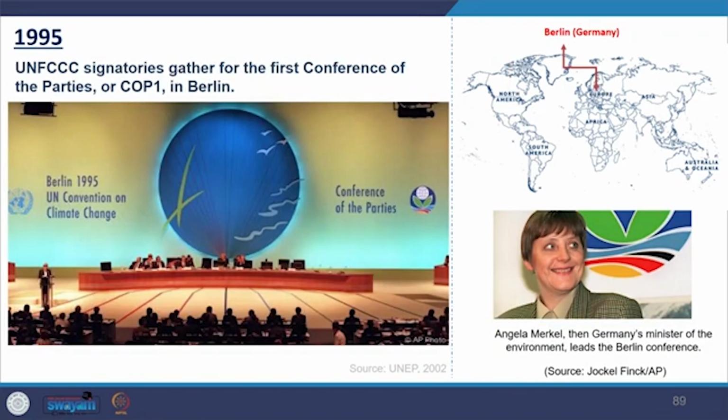So COP1 took place in Berlin, and in this particular COP1, the United States pushed back, and here the Berlin mandate was formulated. With this, the United Nations General Assembly set up a commission on sustainable development to oversee implementation of Agenda 21 into the program and process of the United Nations system. So that happened in 1992 here.